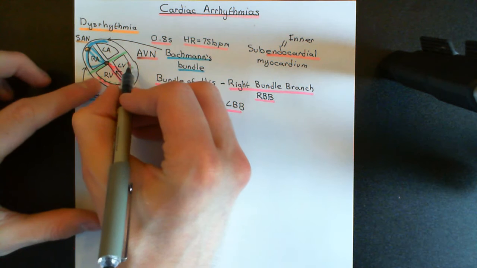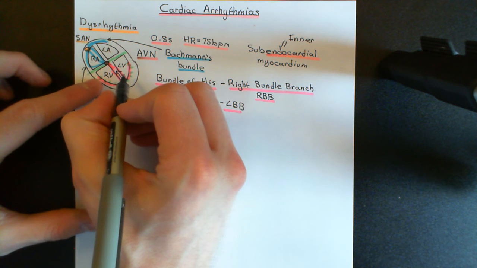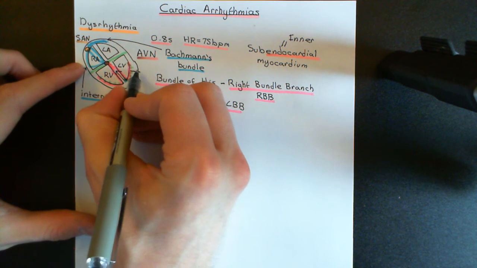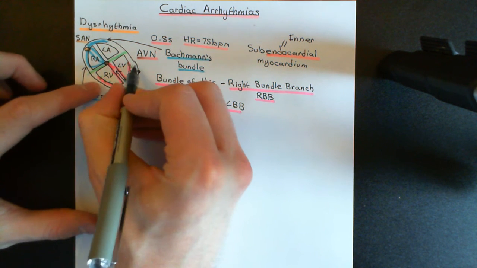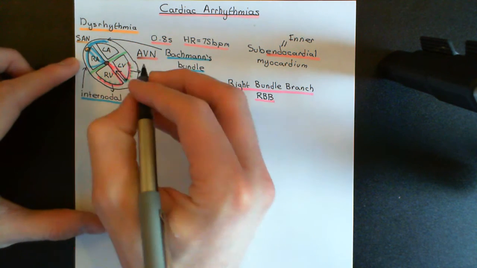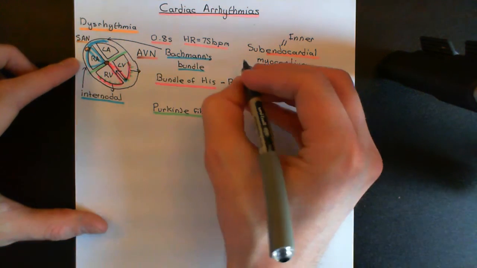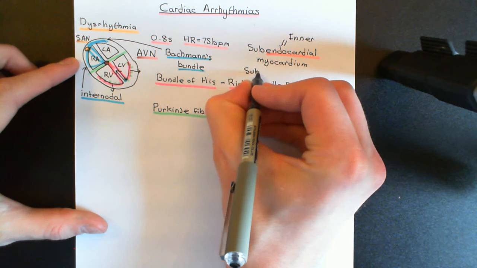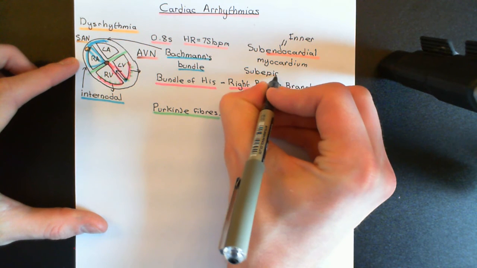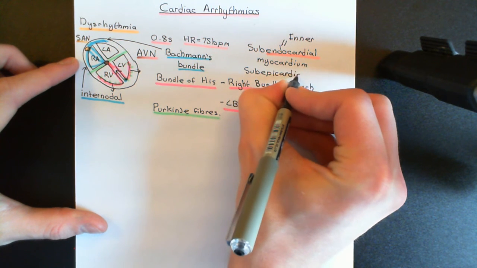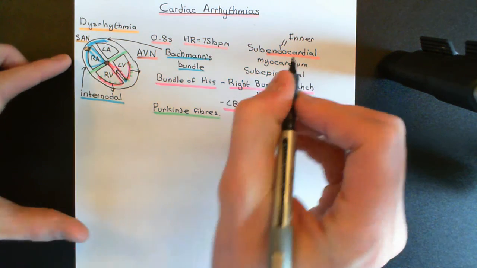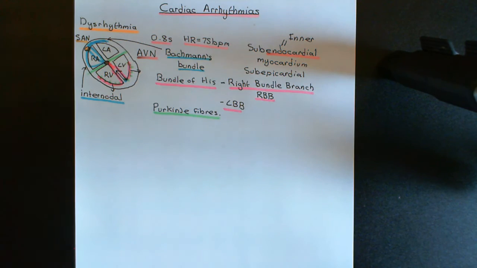Okay, so the inner myocardium is going to be given the action potential first, and it's going to propagate outwards like so to the outer portion of the myocardium, and there is a proper fancy name for the outer portion of the myocardium as well. It's known as the subepicardial myocardium. Okay, so the epicardium is a layer of cells on the outside of the heart.